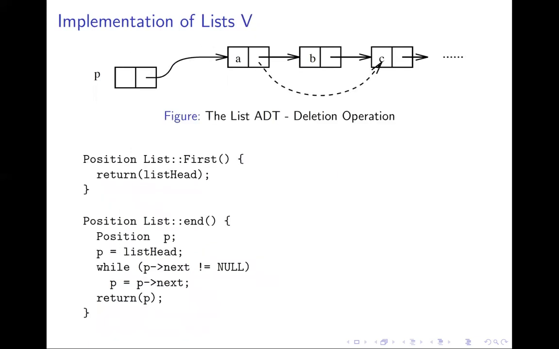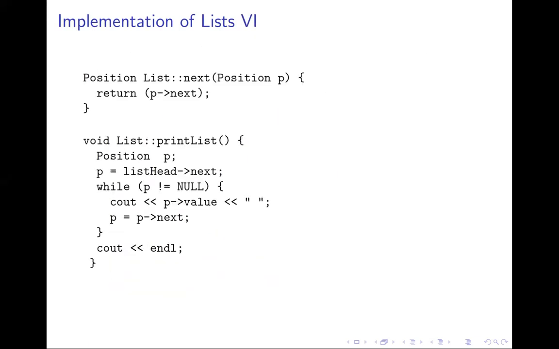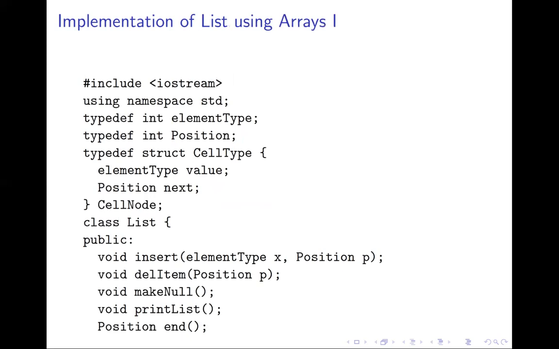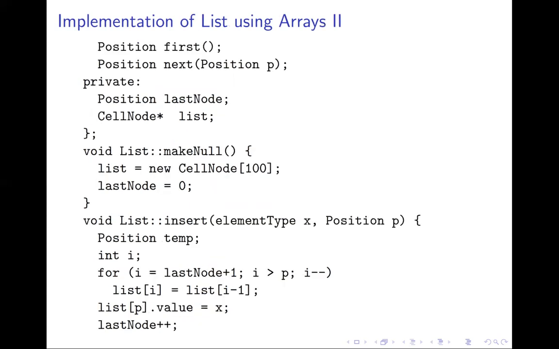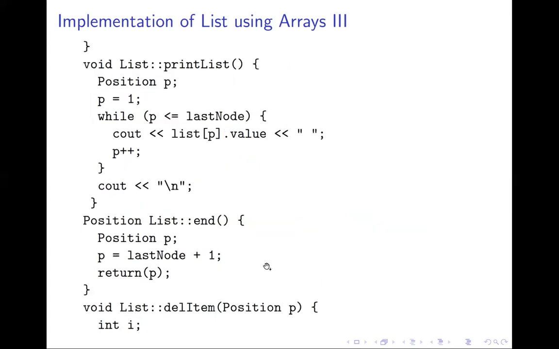And what do we do here? All right, I've changed small e to capital E here, but that doesn't really matter. And now what are the various operations? Creating, make null, creating an empty list creates an array, a list which is represented by an array of cell nodes of some size 100. I'm not passing any argument here because I want to be consistent with the linked list representation.